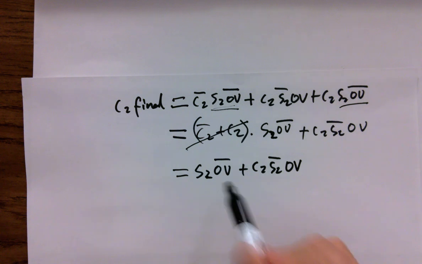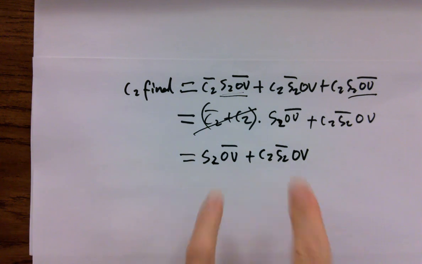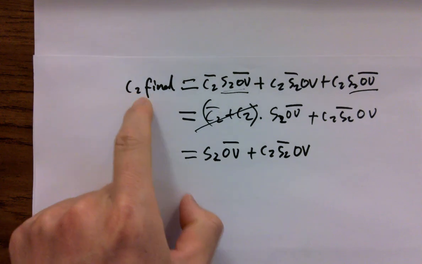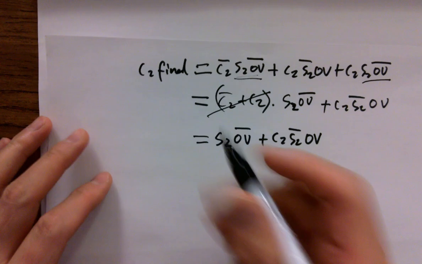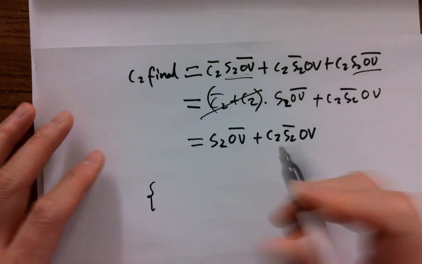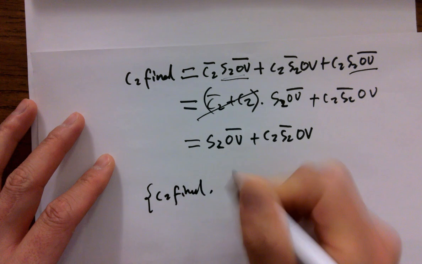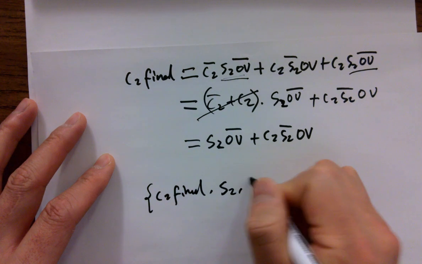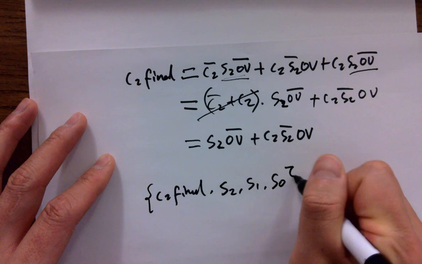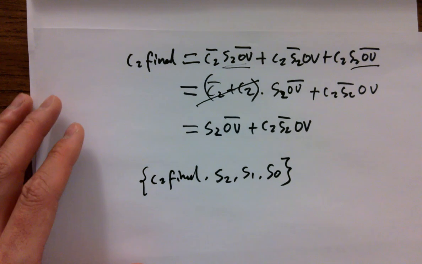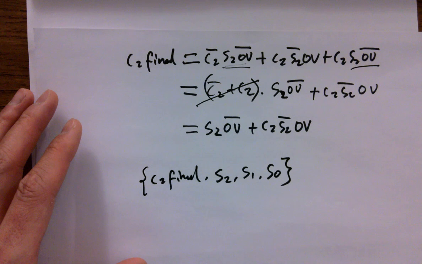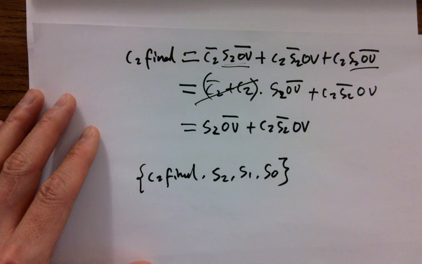That's the final logic that you can use for your Verilog. Just assign this logic to the C2 final, and eventually you're putting the C2 final as bit 2, then bit 1, then bit 0, as the final result of the adder.